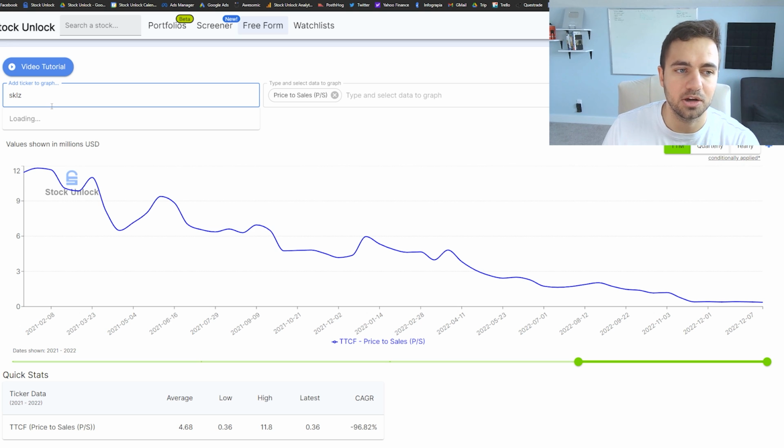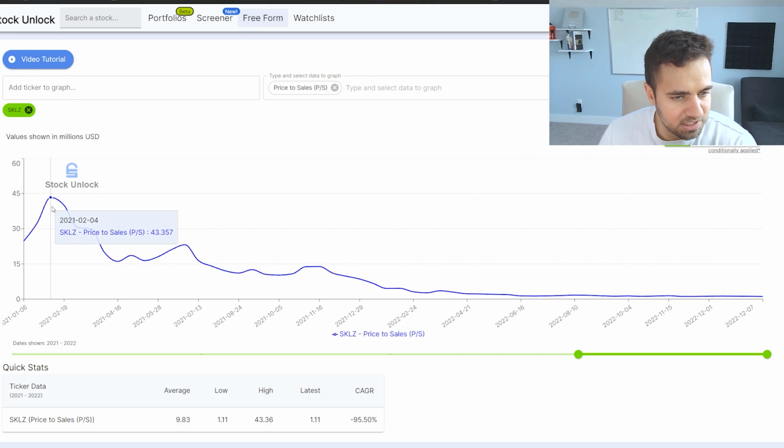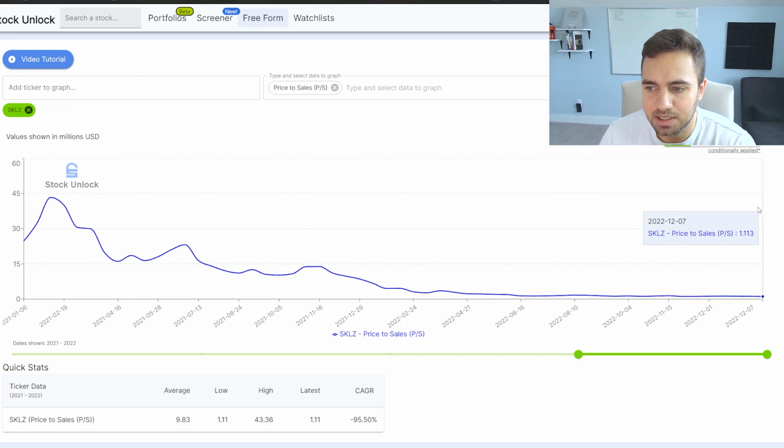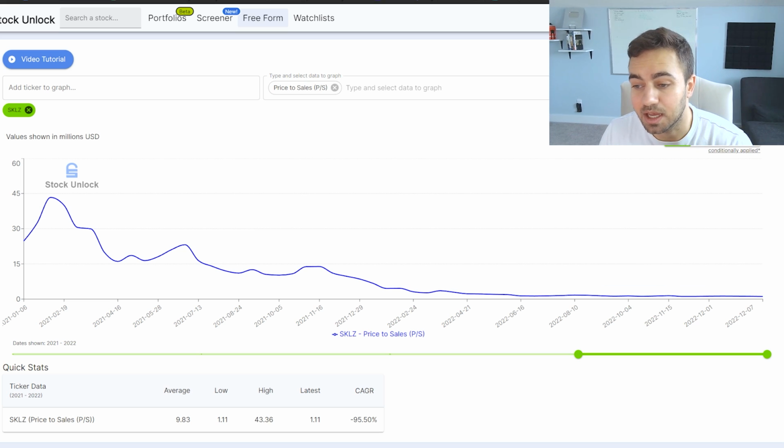We got another stock right here. Skills had a price to sales ratio of 43 in 2021. Now the price to sales is sitting at 1.1. Again, price to sales is at an all-time low. Does this mean the stock is a good investment? No, in my opinion, no.